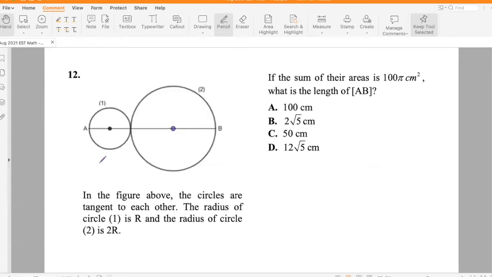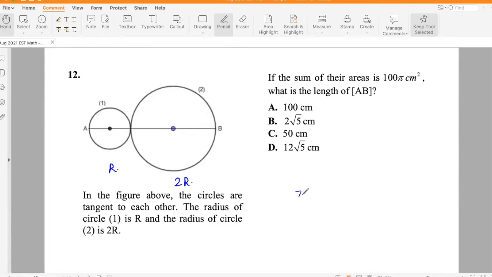In the figure above, the circles are tangential to each other. The radius of circle 1 is r and the radius of circle 2 is 2r. Okay, so this is r radius and this is 2r. If the sum of their areas is 100 pi, what is the length of AB?